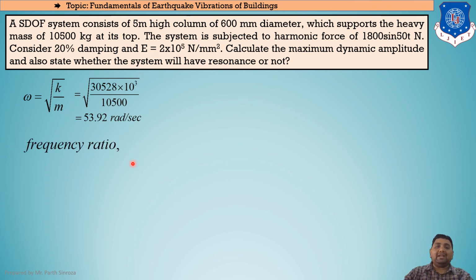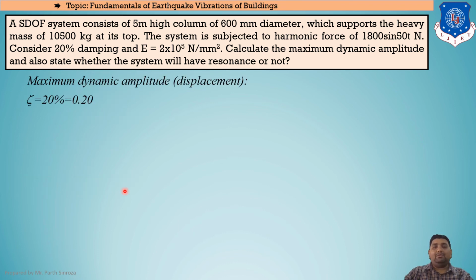Now from omega dash and omega, we will be finding the frequency ratio, that is small r. So r equal to omega dash upon omega. Omega dash is 50, that is given in the question. Omega is 53.92. So this frequency ratio comes out to be 0.927. Clear? So now we will be finding the value of our maximum dynamic amplitude, that means X max.